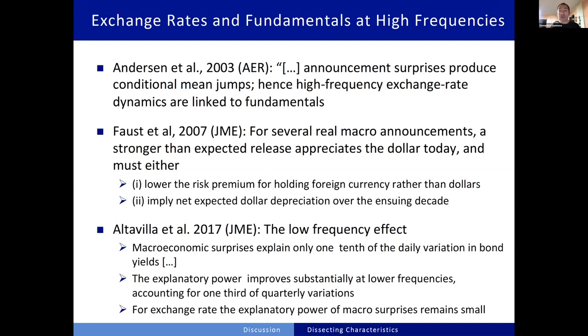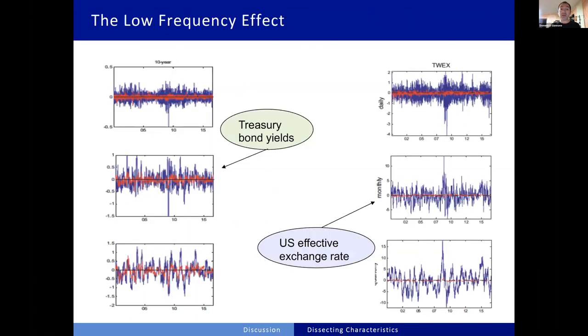However, for bond yields, when you go to lower frequency, when you aggregate it quarterly, this explanatory power goes up. Previous work before this paper by Jenny and Vanya didn't find the same result for exchange rate. And here is just a very simple illustration of this low frequency effect. On the left hand, you have the bond yields. On top is daily frequency, monthly frequency, and quarterly frequency. You see that when you move from daily, it's about 10% of the variation, to quarterly, you would go to explain from 10% to more than 30%.